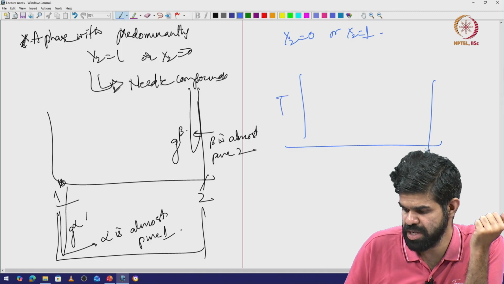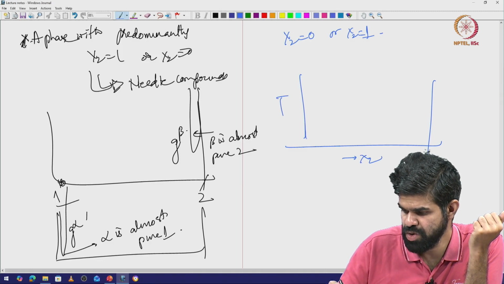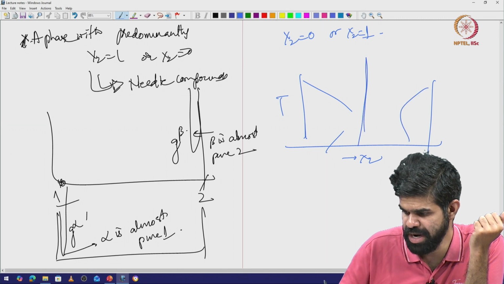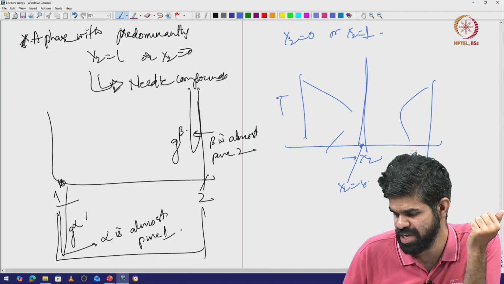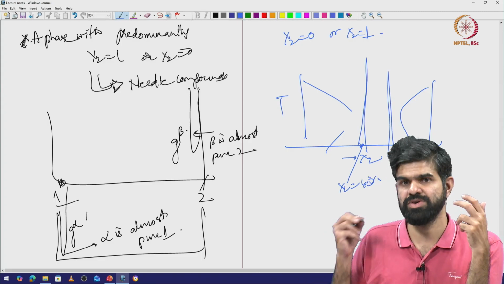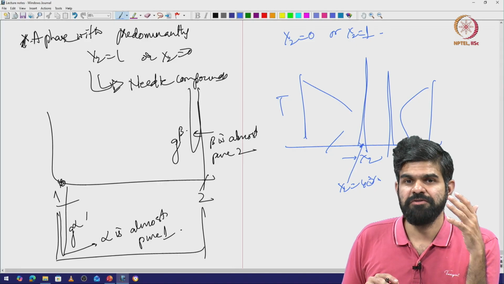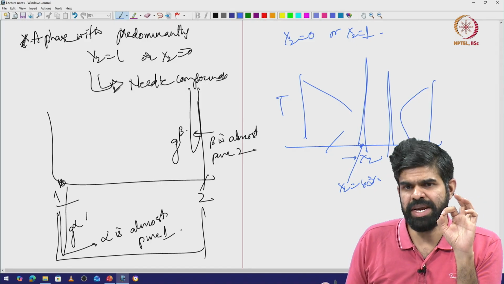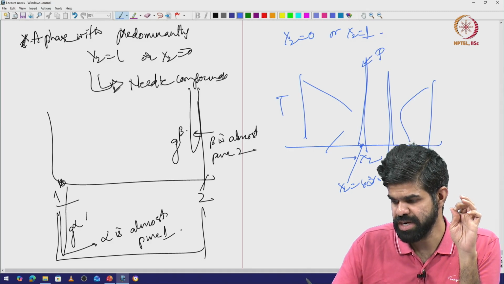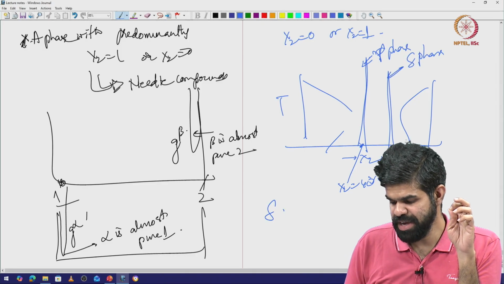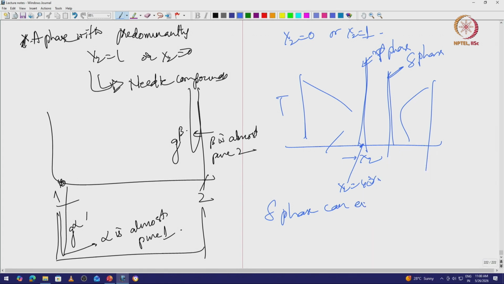So, this is temperature versus x2, where this is some phase, this is some phase, this is some phase, but in the middle I have sort of what is called a needle compound. So, this is at x2 equal to 40% or x2 equal to 70% or whatever. Such kind of compounds also exist. So, essentially only at x2 equal to 40% this phase is stable. I am going to call this the gamma phase, I am going to call this the delta phase. So, pure delta phase can exist only at x2 equal to some 70%.